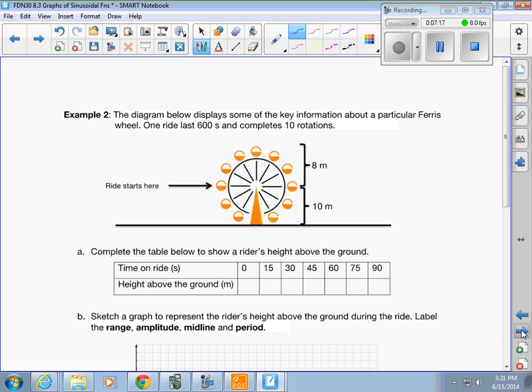Okay, example 2 says the diagram below displays some of the key information about a particular Ferris wheel. One ride lasts 600 seconds and completes 10 rotations. So 600 seconds, that's 10 minutes. It's a heck of a long Ferris wheel ride. And it only does one rotation in a minute. It's pretty slow too. Okay.